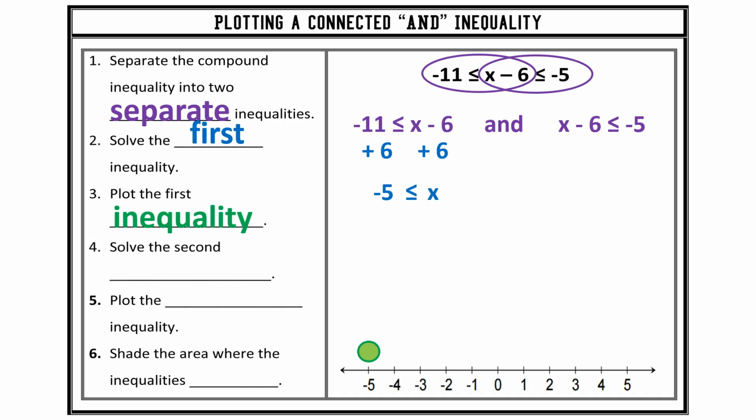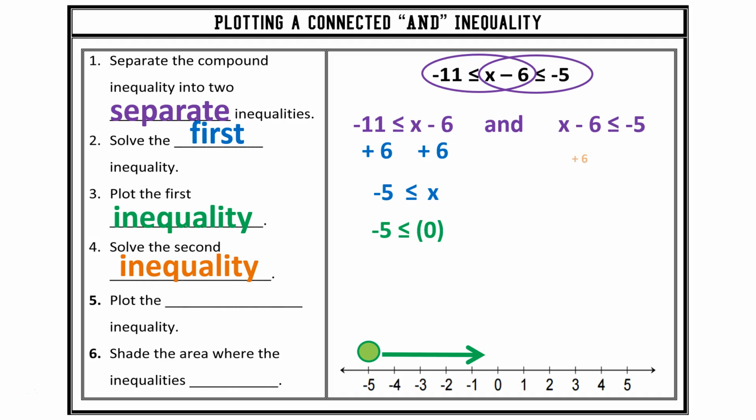It is a closed point because it's equal to, and I'm going to the right because negative 5 is less than or equal to 0. 0 is to the right, so that's a true statement. I point at the true statement. I point away from the false statement.